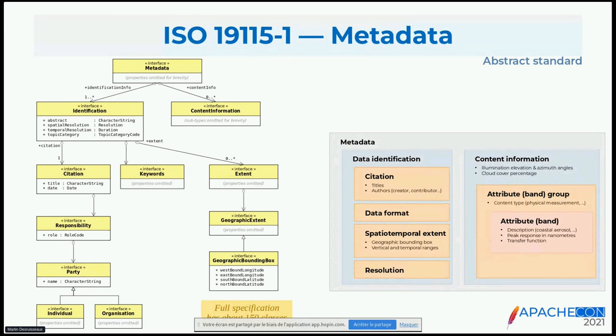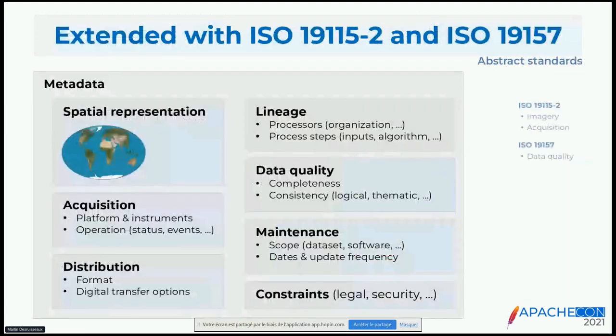So there is a basic set of metadata, which is ISO 19115-1, and there is some extension, -2, and ISO 19157, which are for giving more information about acquisition, how the metadata was collected, how the data was collected, which instrument on which platform, and what is the quality of those data. Are they complete? Are they consistent?